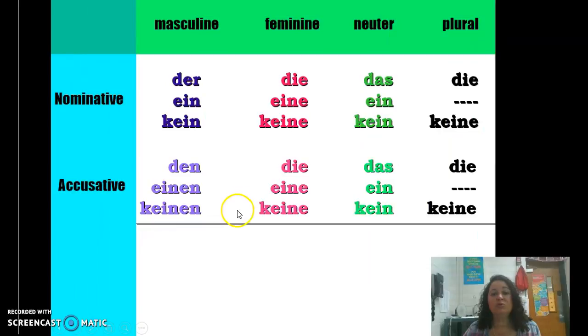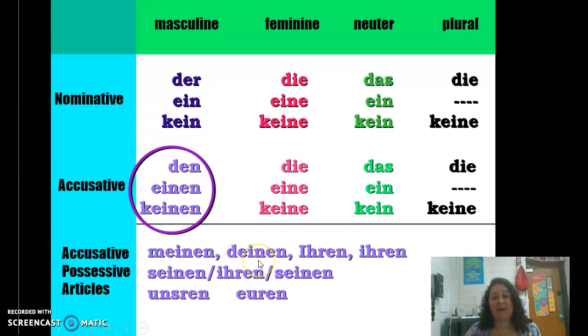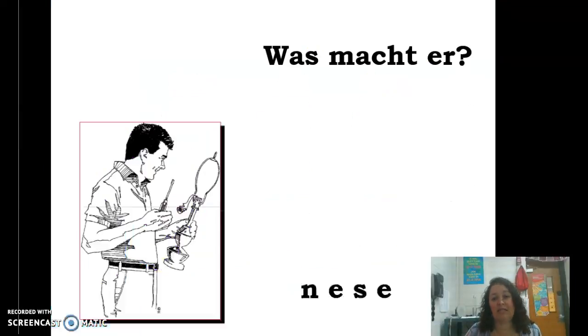Okay, other words will change based on whether it's the nominative or the accusative, if it's a der word, like ein and kein. So they become einen and keinen. Anything that has that pattern will also change. Meinen, deinen, ihren, euren, seinen, all those change as well. So, ich habe den Hund, I have the dog. Ich habe einen Hund, I have a dog. Ich habe keinen Hund, I have no dog. Ich habe meinen Hund, I have my dog. You get the idea. All of them will end with an en.